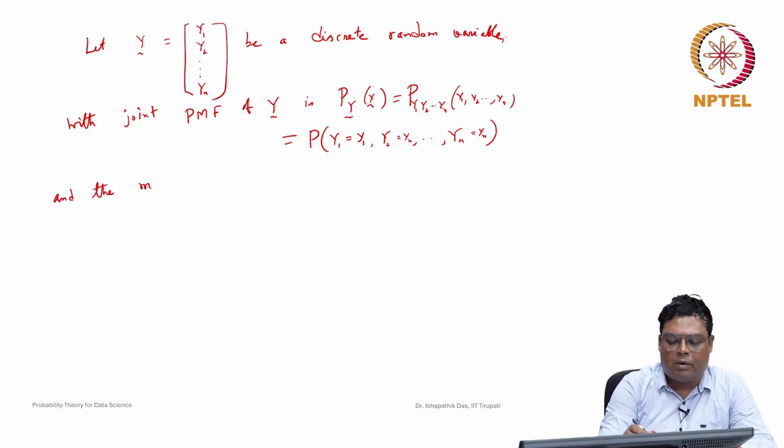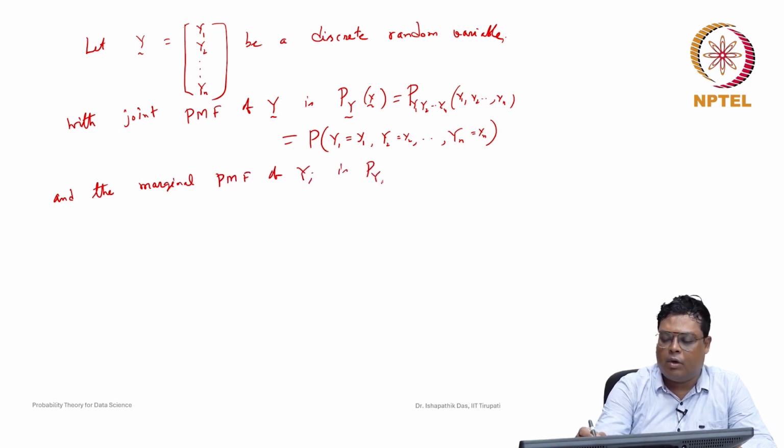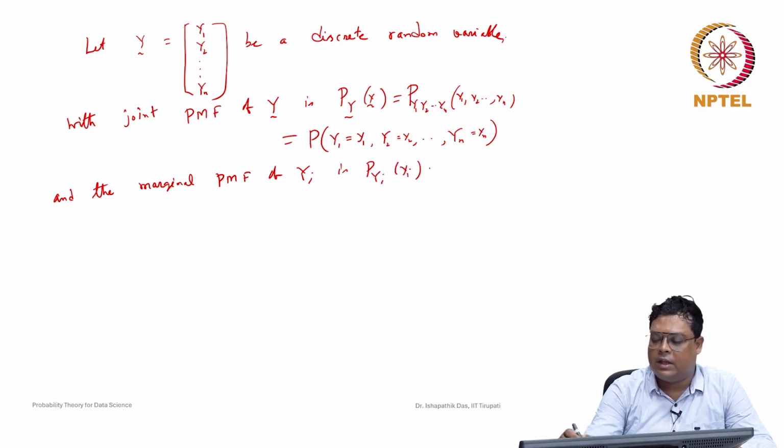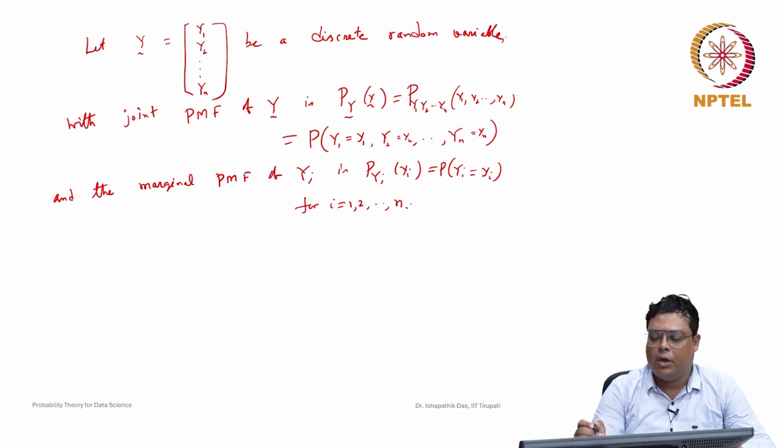And the marginal probability mass function of Yi is P of Yi. This is defined as P of Yi equal to small yi, the probability mass function of just Yi, for i equal to 1 to n. This is the marginal probability mass function of Yi. So, when will we say that Y1, Y2, Yn are independent random variables?